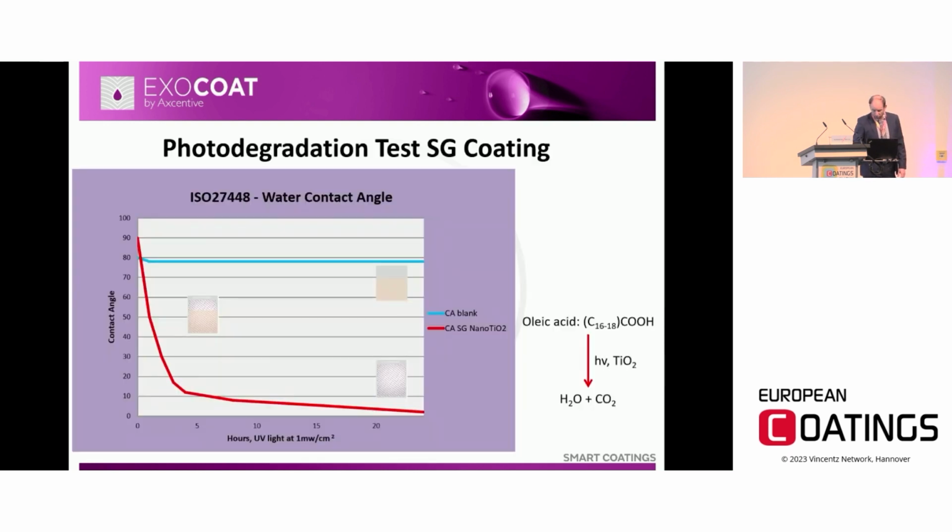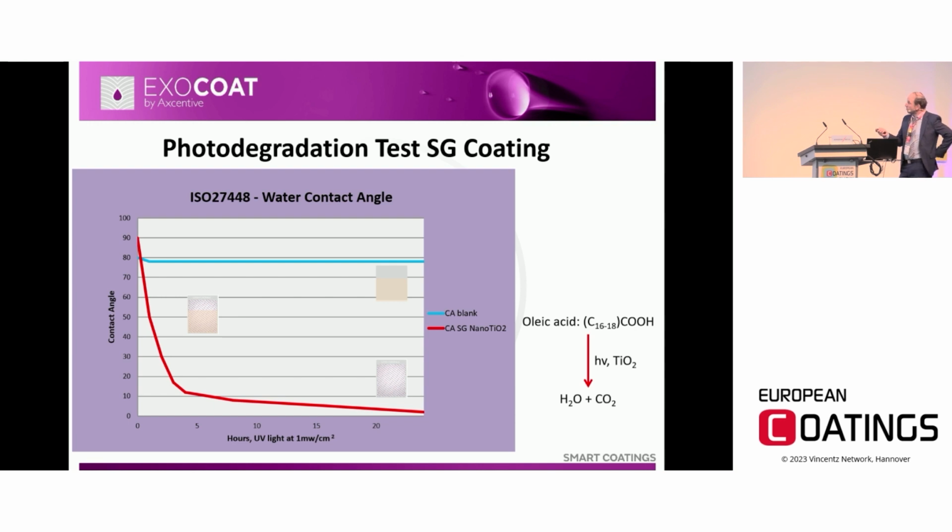And then you run the actual test, which is you beam the plate with UV light. So UV light of 1 milliwatt per square centimeter, which is comparable with outdoor light. You measure the contact angle of the plate when it is beamed, and you see that this contact angle goes down very rapidly. After about 8 hours, you're already below this 10 mark, which means that the oleic acid is gone, it has disappeared. So it is basically broken down into water and carbon dioxide. This can only be explained like this.